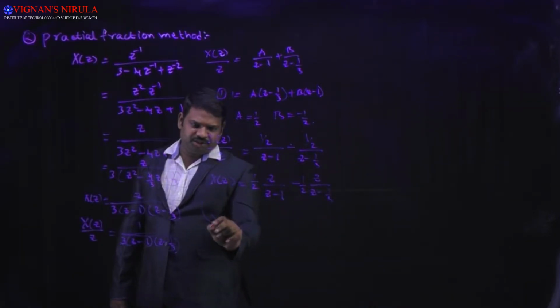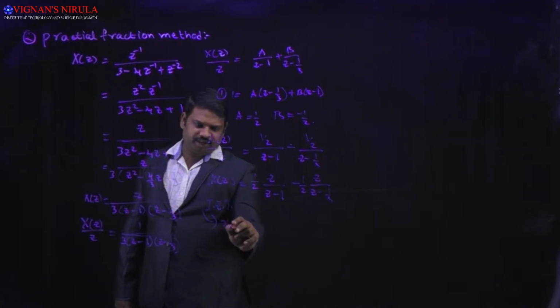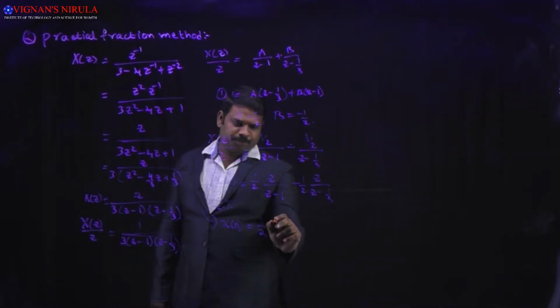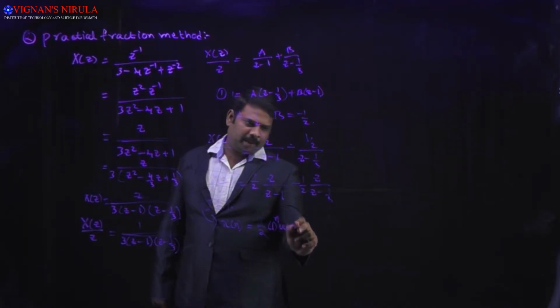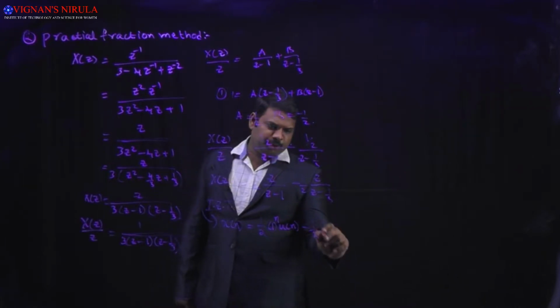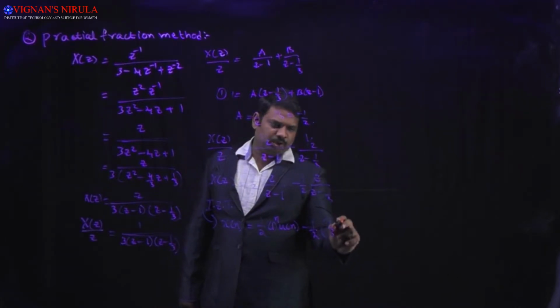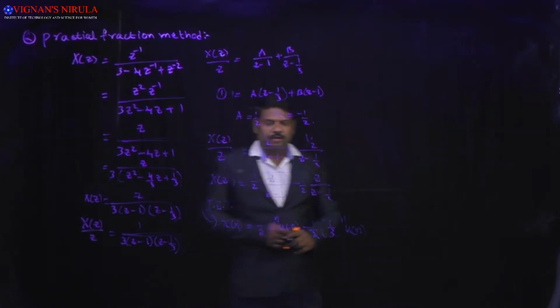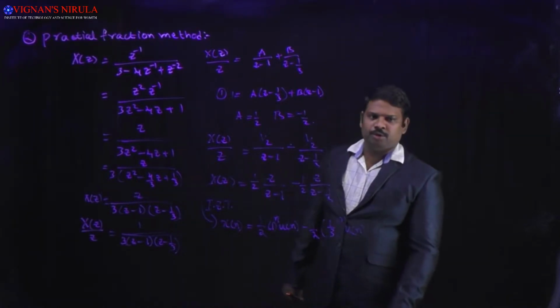Therefore its inverse Z transform is x(n) = 1/2 · (1)^n u(n) - 1/2 · (1/3)^n u(n).